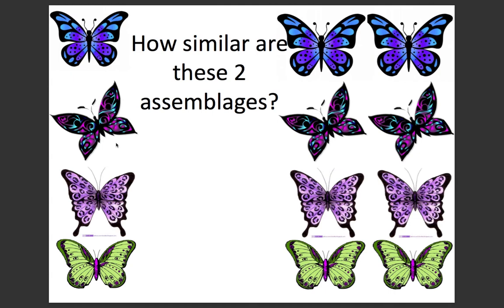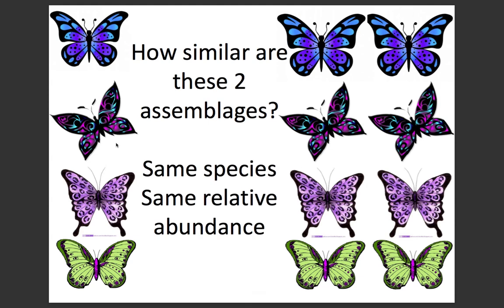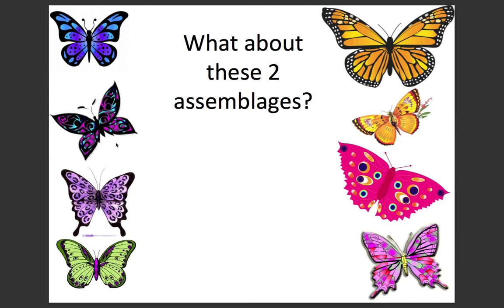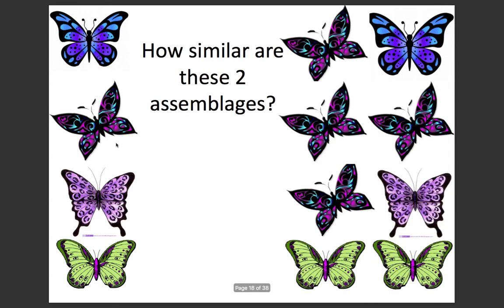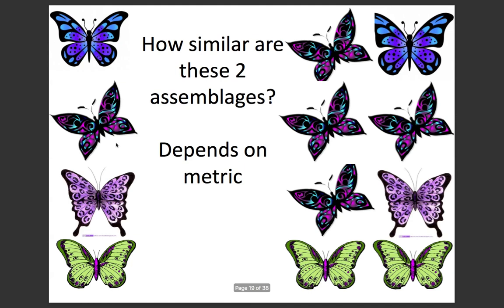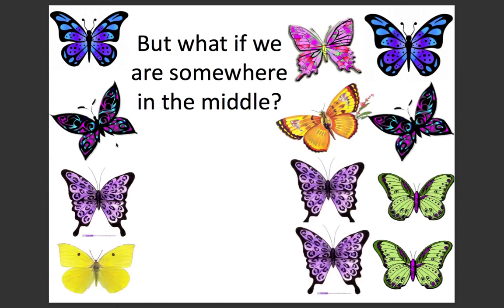So how similar are these two assemblages? Same species, same relative abundance. But what about these two assemblages? They seem to share no species in common. So they would have a dissimilarity of 1, totally dissimilar. What about these two? This lies somewhere in the middle. We have different relative abundances, but the same species identity. And so this is going to depend much on the metric that we're using to make these measurements. And then again, another example of somewhere in the middle, where we have overlapping species in assemblage 1 and assemblage 2, but then unique species in assemblage 1 and assemblage 2.